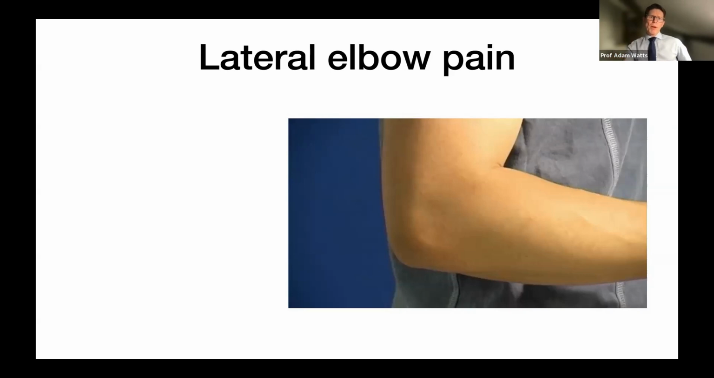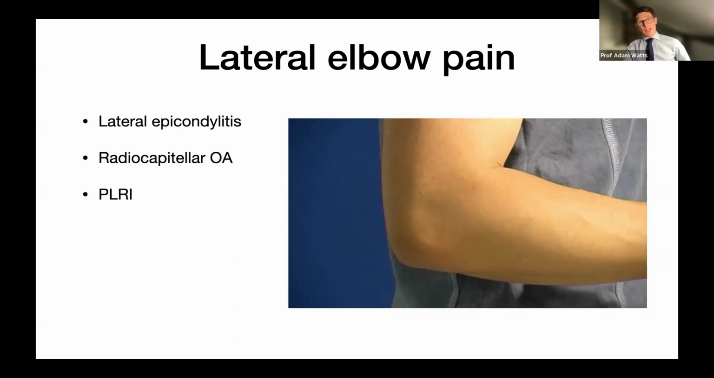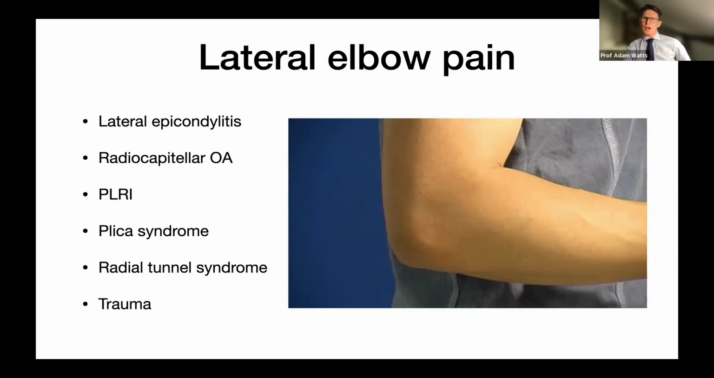We'll then come to specific considerations and specific diagnoses. With lateral elbow pain, there are common things: lateral epicondylosis, radiocapitellar osteoarthritis, posterolateral rotatory instability, plica syndrome, and then the very rare radial tunnel syndrome, which is probably overdiagnosed. And of course, for all of these, lateral, medial, anterior and posterior, there are always traumatic causes that we need to consider.